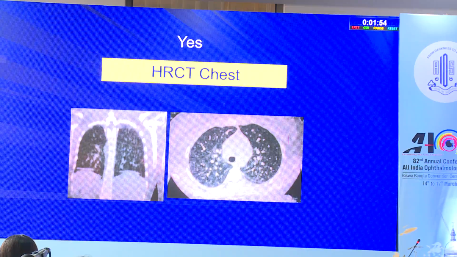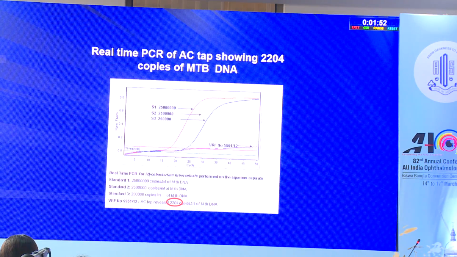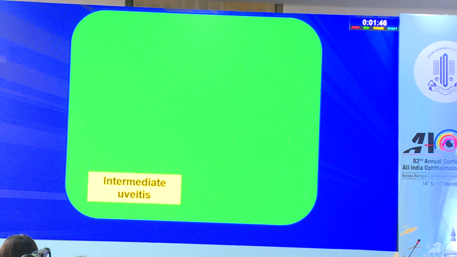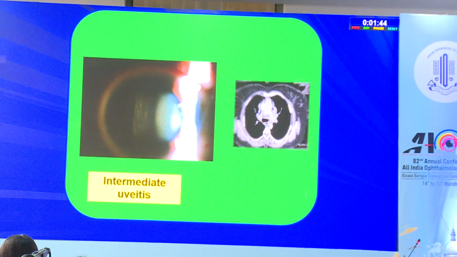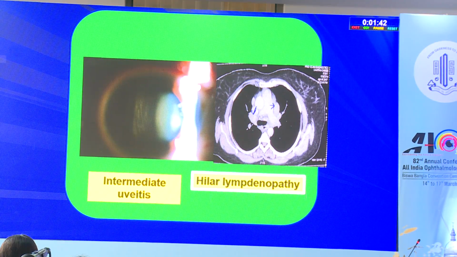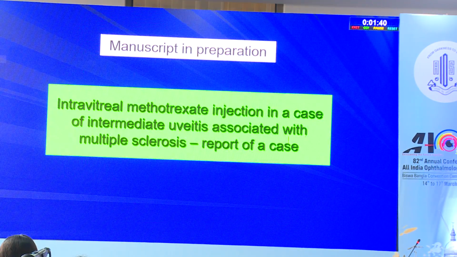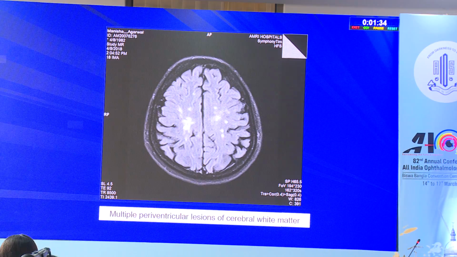When you did that one, we considered parenchymal infiltrate. Real-time PCR showed 2,204 copies of the MTB DNA. Intermediate uveitis can be due to sarcoidosis. Here you can see the bilateral hilar lymphadenopathy. Intravitreal methotrexate we have also given in intermediate uveitis associated with multiple sclerosis.